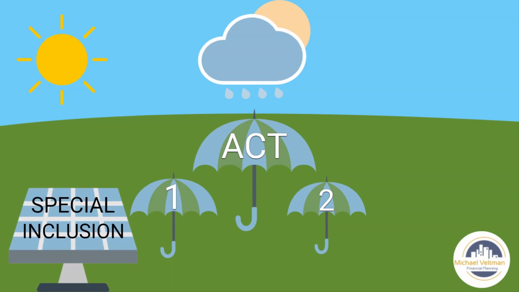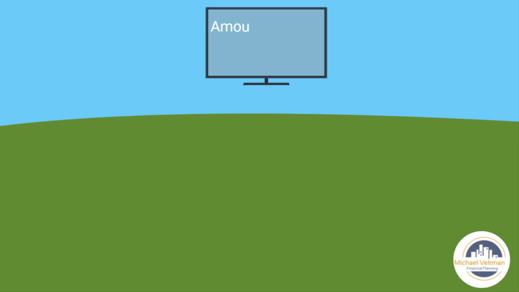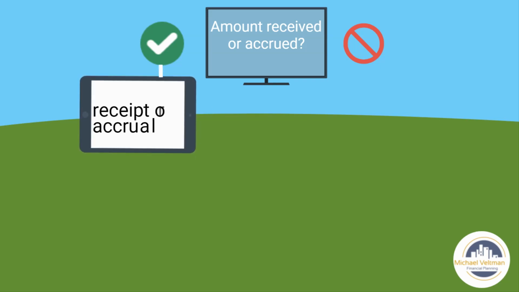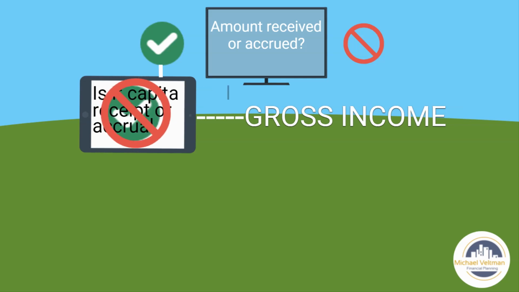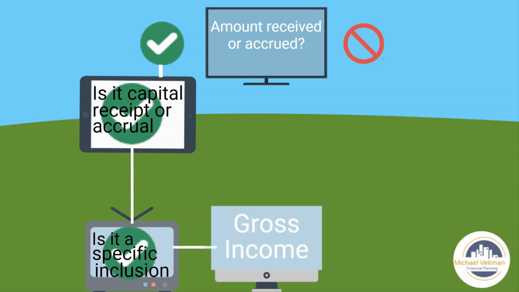Therefore, to determine whether an amount constitutes gross income, or whether it is of a capital nature, consider the following. Firstly, has the amount been received or accrued? If no, then there is no need to proceed, as it is neither gross income nor capital in nature. If yes, then we need to consider whether it may be a capital receipt or accrual. If it's neither a capital receipt nor accrual, then you will include it in gross income. If it is a capital receipt or accrual, then you need to consider whether it's a specific inclusion. If it's not a special inclusion, then there's no gross income. If it is a special inclusion, then it will form part of gross income.